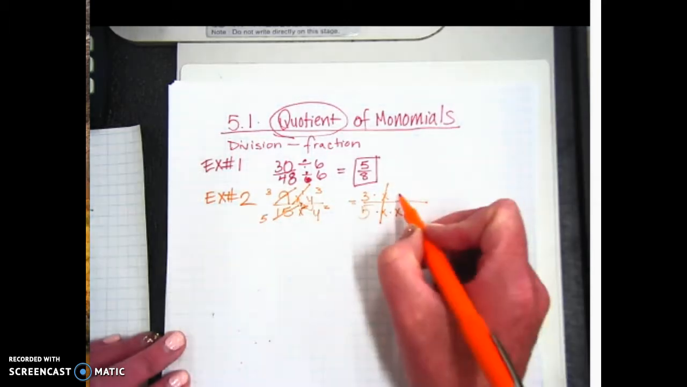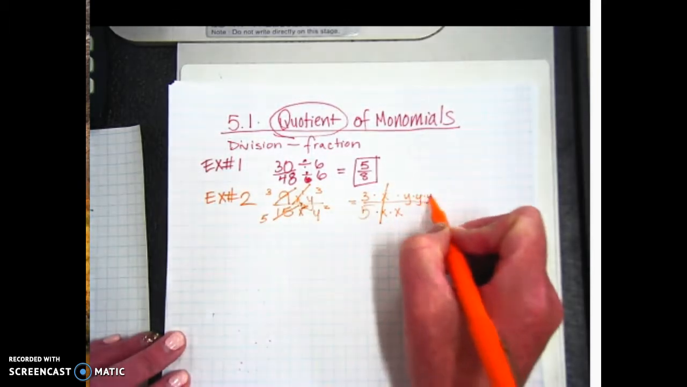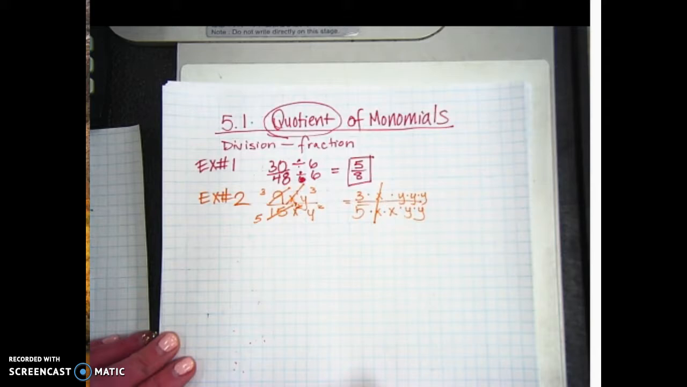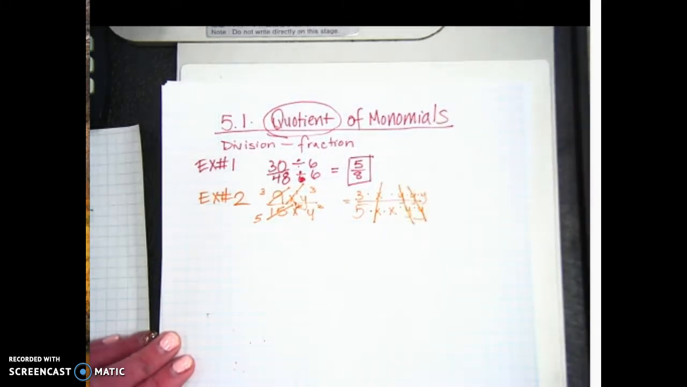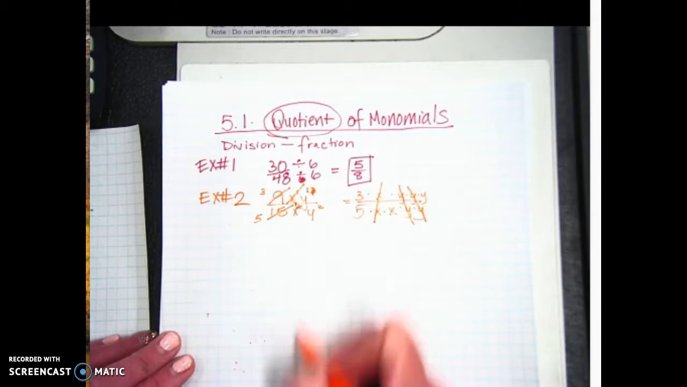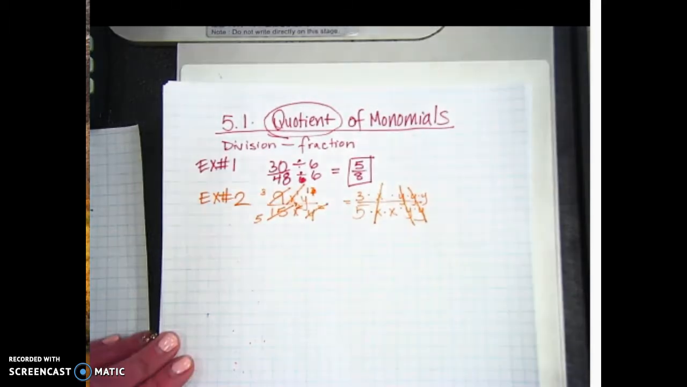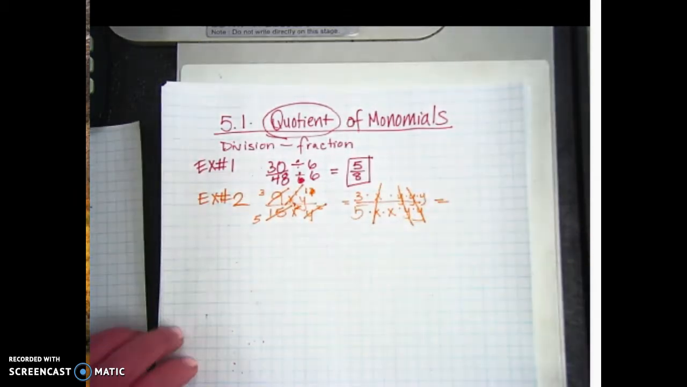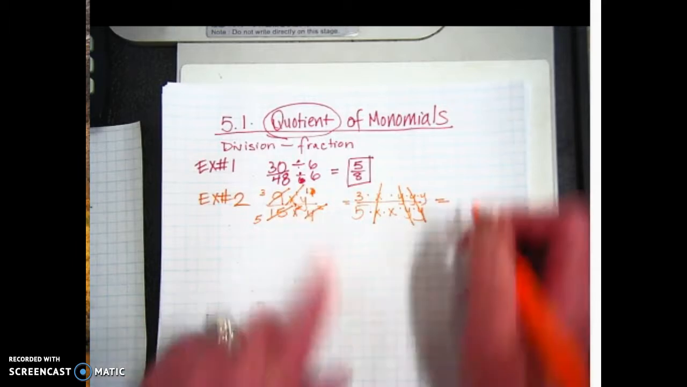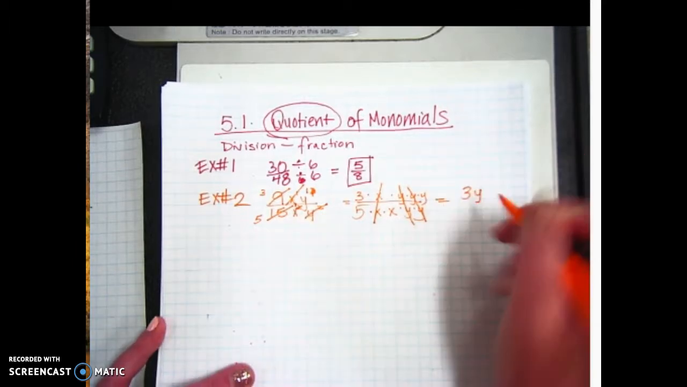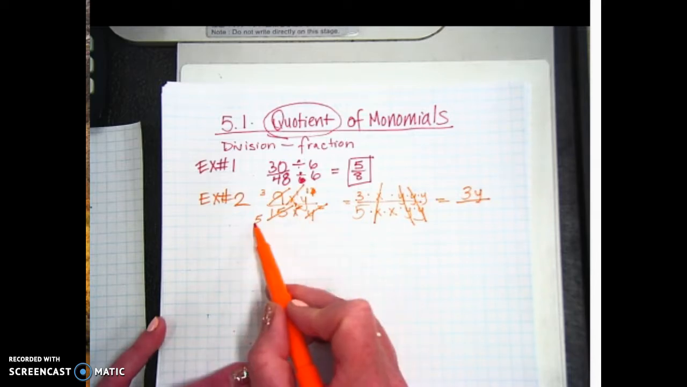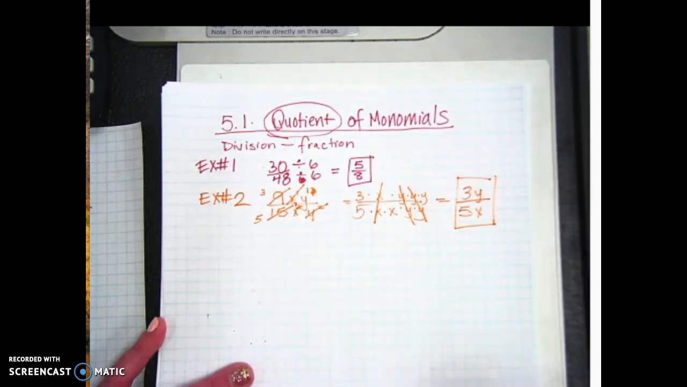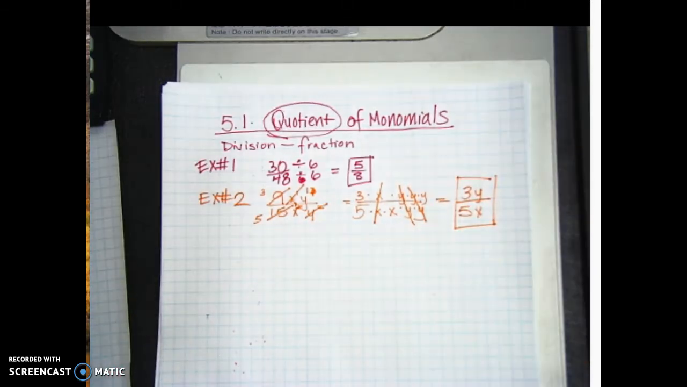And then same thing with the y's. Y to the third is y times y times y, and y to the second is y times y. So how many of those will cancel? 2. Cancel off 2 of them. That means you should have 1 left in the numerator, and the denominator completely cancels out the y part. Okay, so you're going to write what's left. The numerator, what's left? 3y. In the denominator, what's left? 5x. Any questions on example 2?